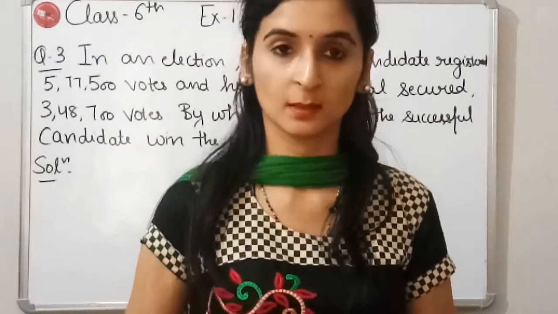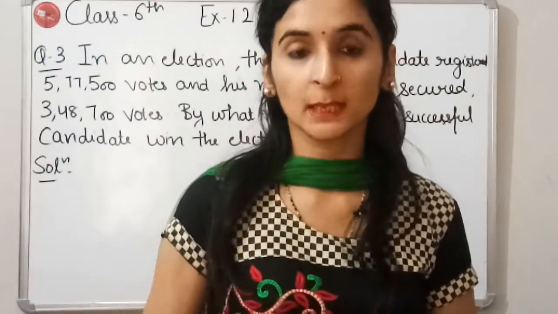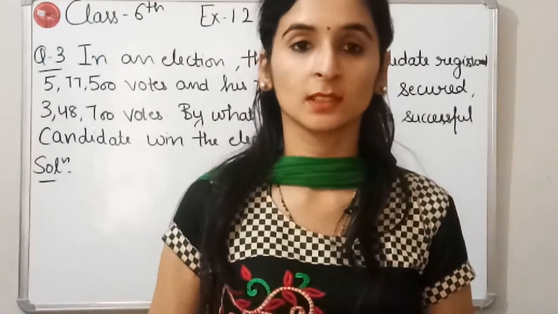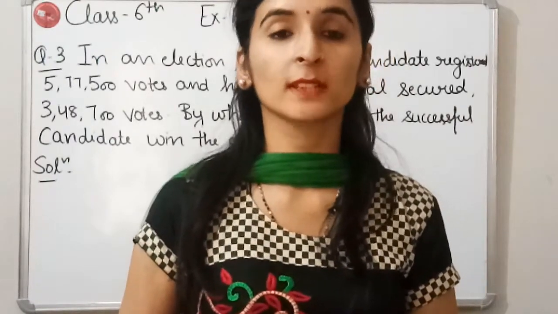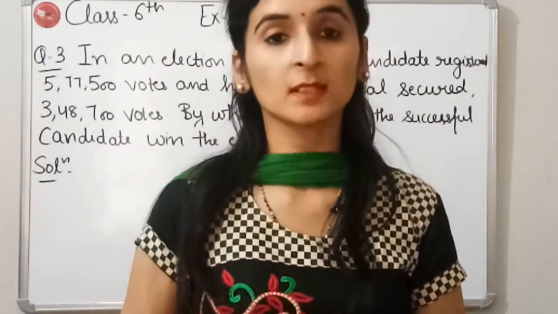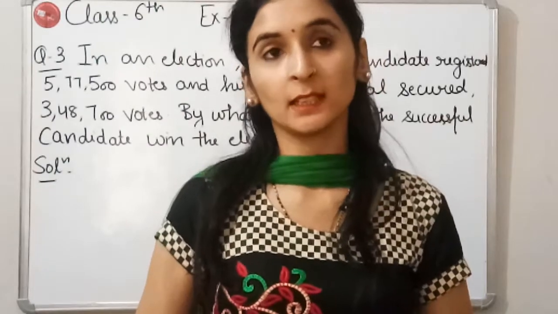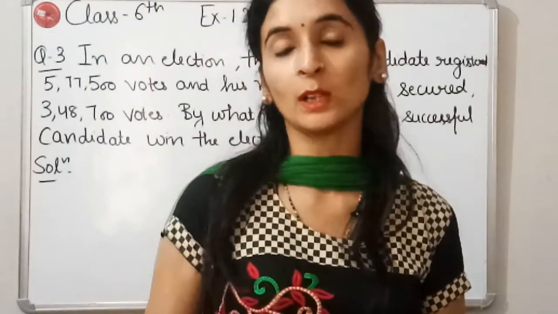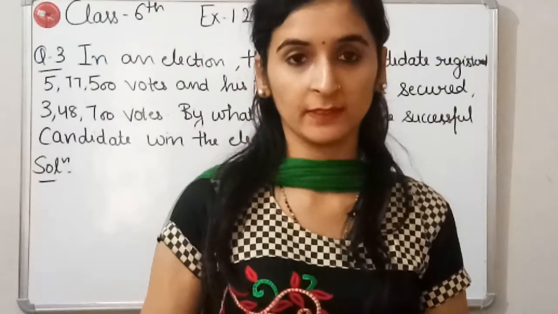So children, yesterday we did the revision of exercise 1.1, which was related to the Indian and international number system: how to put commas, and how to write number names according to the Indian and international number systems. Now we are going to start the revision of exercise 1.2, which is based on word problems related to large numbers, where we will use all the operations: addition, subtraction, multiplication and division.